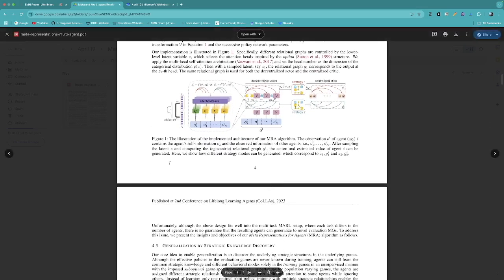So this is the implemented architecture of the MRA algorithm, where you have self-attention, you have the decentralized actor, these different strategies, and then the centralized critic, which is used to reinforce those strategies. So you see, you have this actor-critic learning, where you have the actors that are performing the strategies, this meta-representation, which is the critic, that's reinforcing the strategies, and then together that's used to produce this outcome.